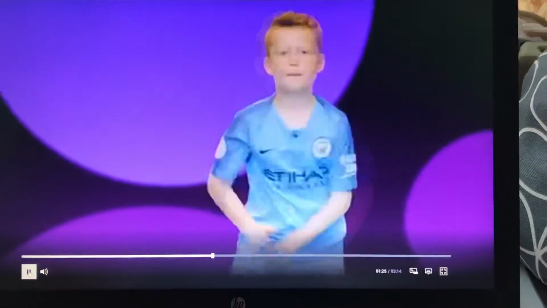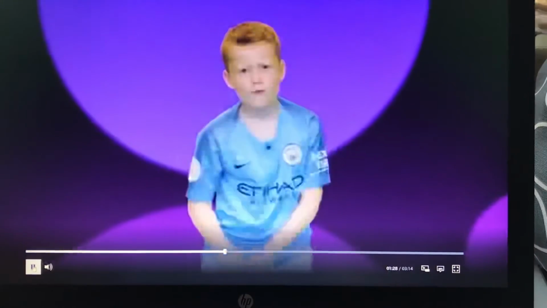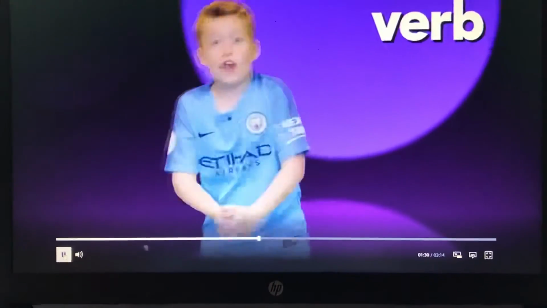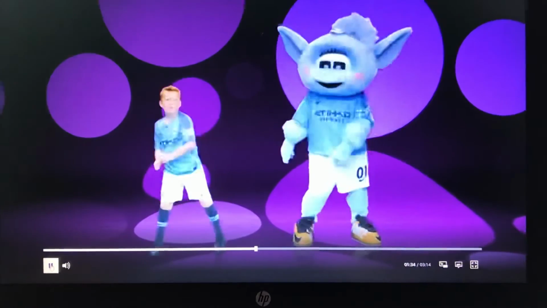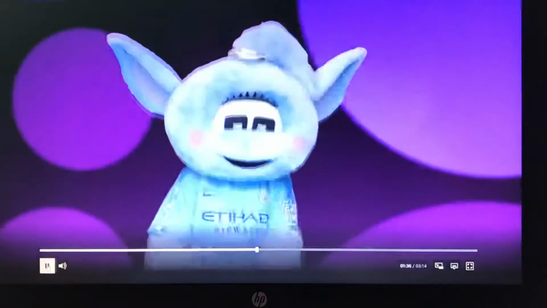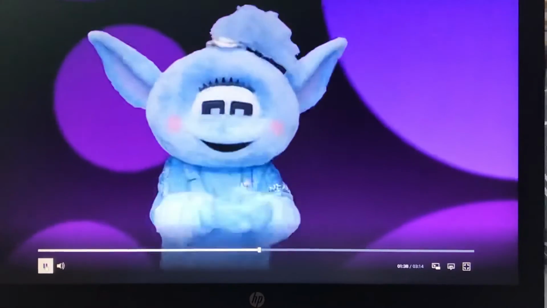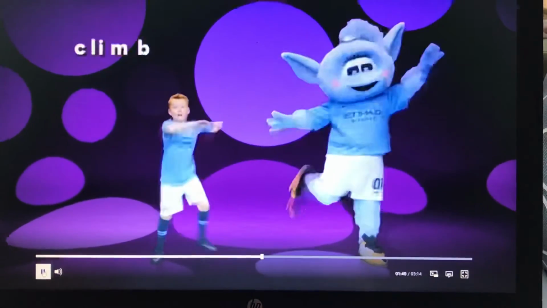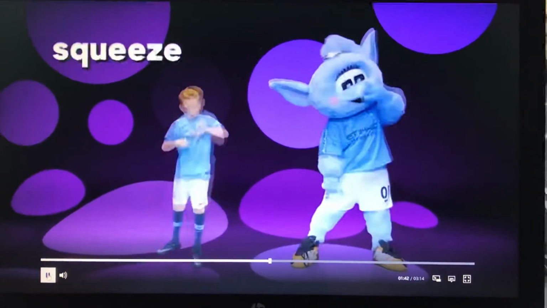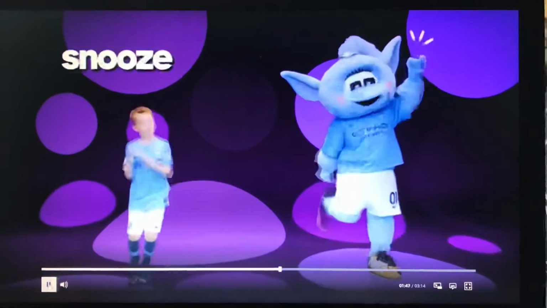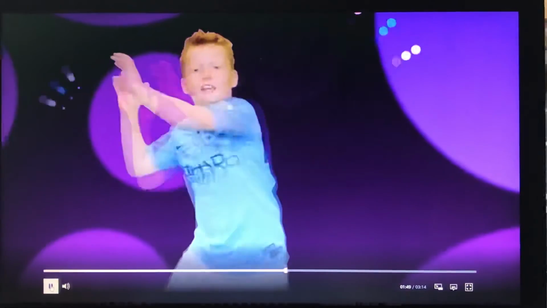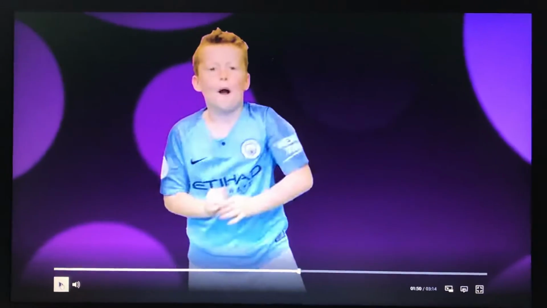Got to get that grammar. Come on, everyone, get moving. A verb can be a word describing what we're doing. Climb, look, squeeze, sigh, whisper, creep, snooze, cry. Got to get that grammar.